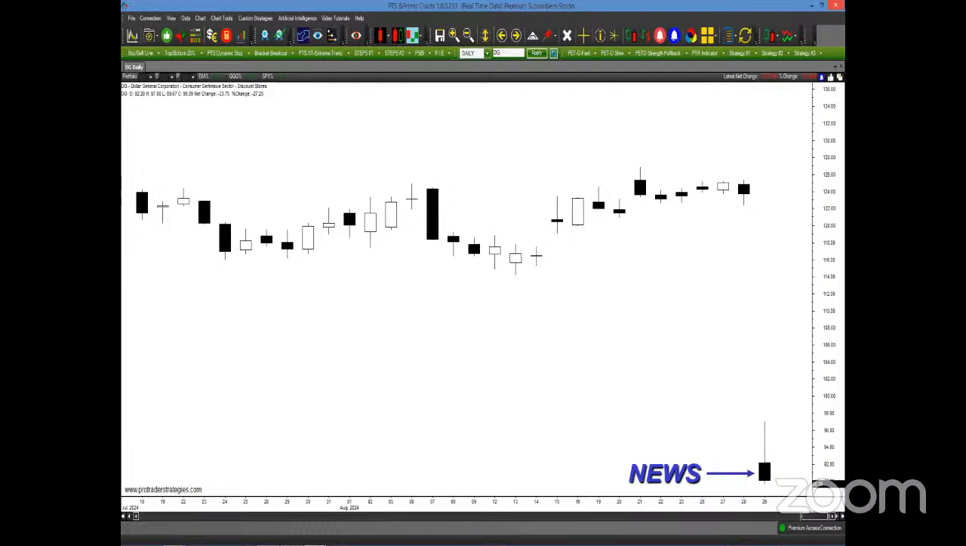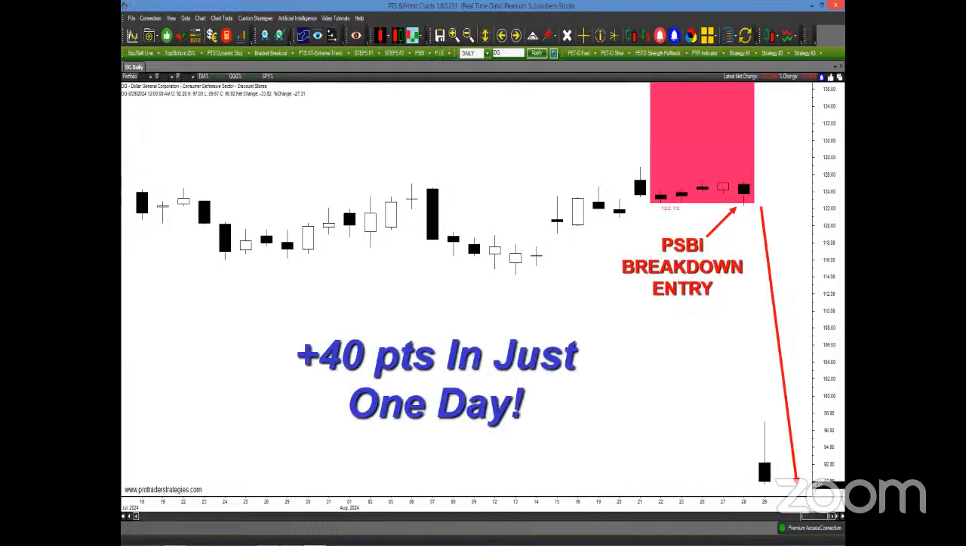For example, all you had to do with the PSBI was click it on, and you would have seen that there was a breakdown red area given a week in advance. And one day prior to that news event, you would have been able to either sell your long position and gotten out, or most people would have said, oh no, Steve, it's going to break out. This is a breakout area here. This is going to break out on the good news. You would have been out altogether and entirely missed a 40-point drop in one day.